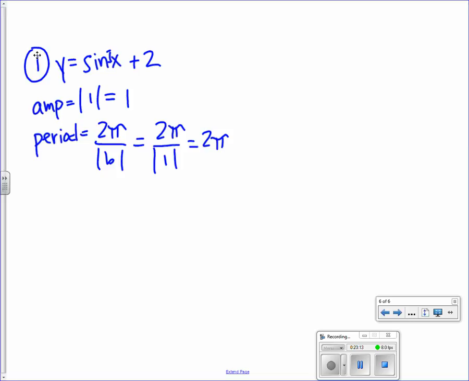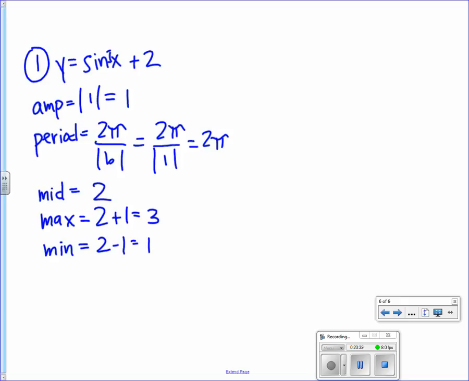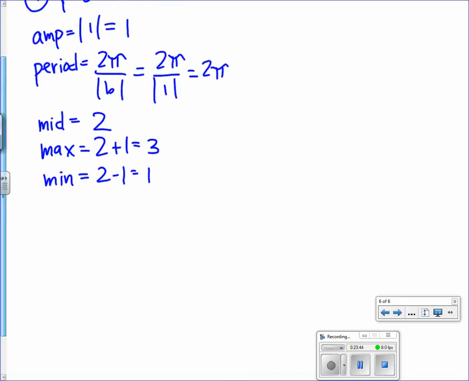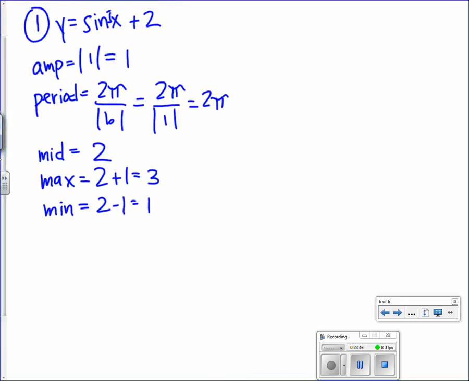Okay? And then, let's see, midline. Midline is the 2. So, because it's been shifted up 2, which makes the maximum point what? 2 plus the 1. 2 plus the amplitude. So that'll be 3. The minimum point will be 2 minus 1, which is 1. Okay, and that tells you how to label what? The y-axis, right? So everyone label it on your own.